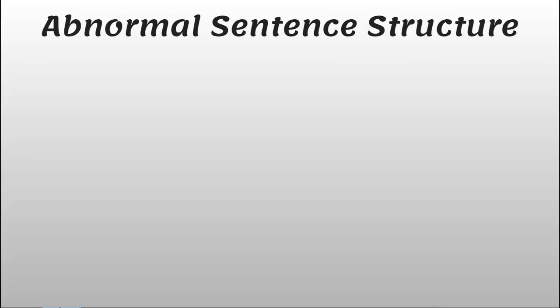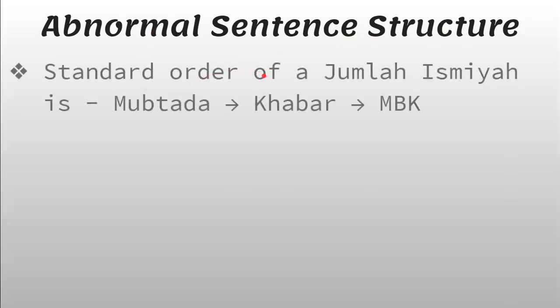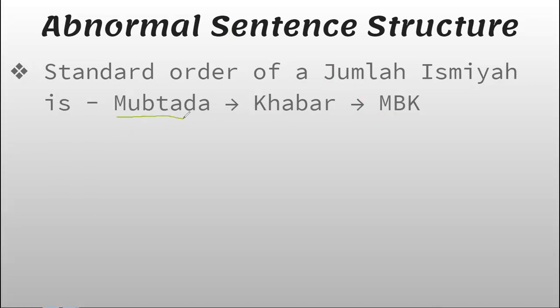So basically, what we studied so far is Jumla Ismiya. In Jumla Ismiya, the standard order is first the Mubtada comes, then the Khabar, and at last the Muta'alliq bil Khabar comes. So the first thing in an Ism sentence is Mubtada, the second thing is Khabar, and the last thing is Muta'alliq bil Khabar. Muta'alliq bil khabar is another type of khabar, right? It is an add-on of khabar, but we separate it.